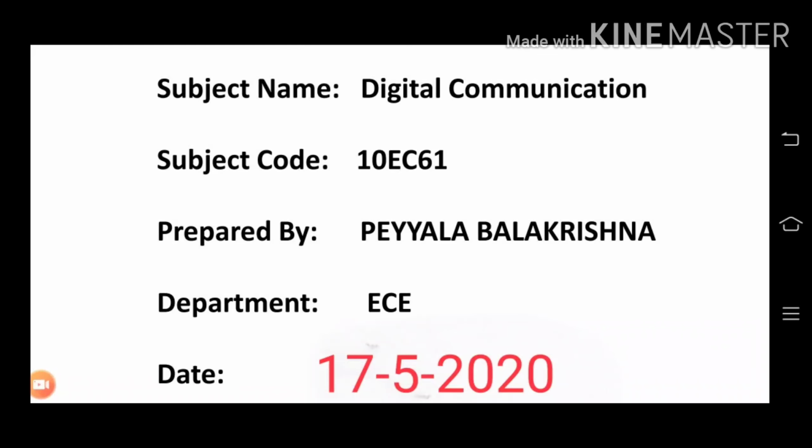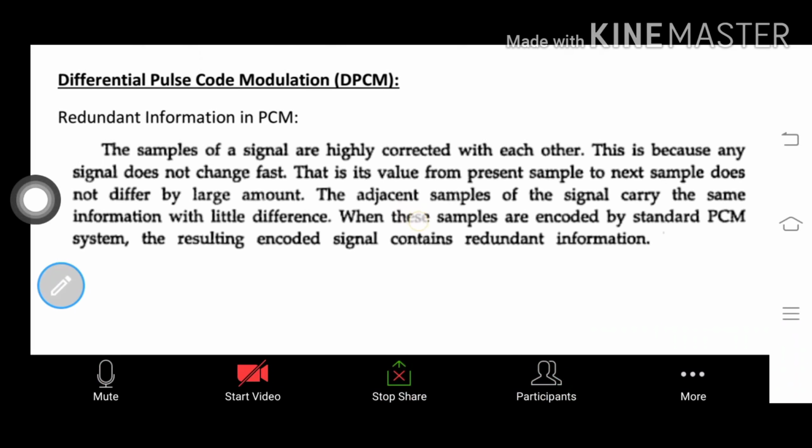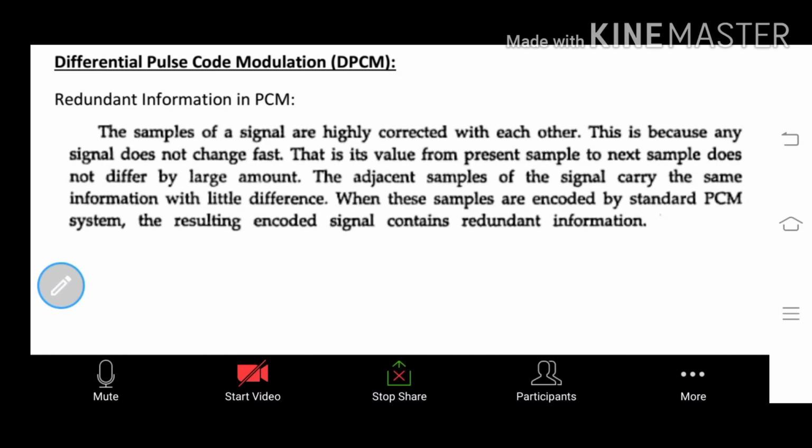So yesterday we discussed digital communication, how to implement digital communication. Next we will continue with differential pulse code modulation. So what is differential pulse code modulation? How to convert it in the PCM system.